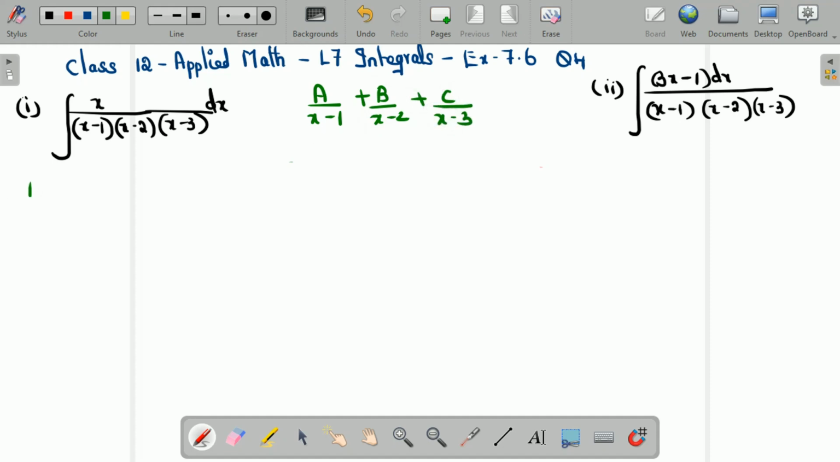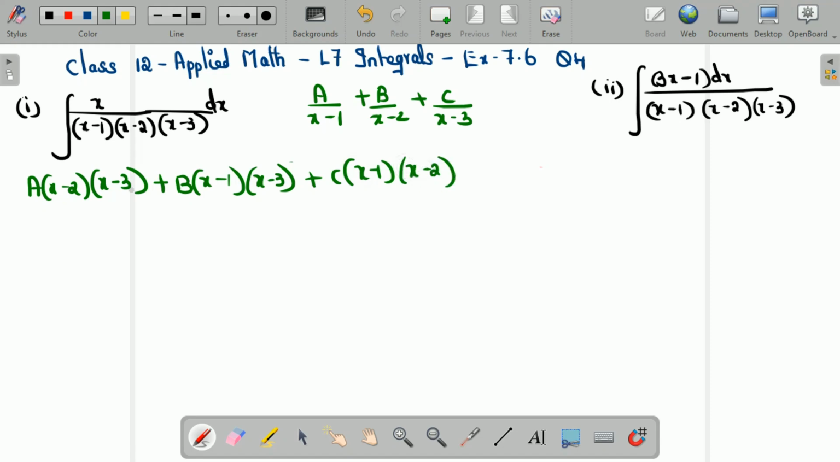So if you compare, A into (x minus 2)(x minus 3) plus B into (x minus 1)(x minus 3) plus C into (x minus 1)(x minus 2), the whole thing will be equal to x divided by the product of these factors. Since the denominator matches, I'm only comparing the numerator. Now let's put different values of x.